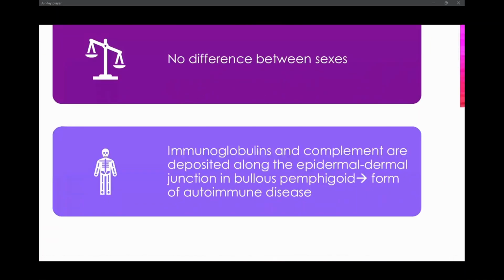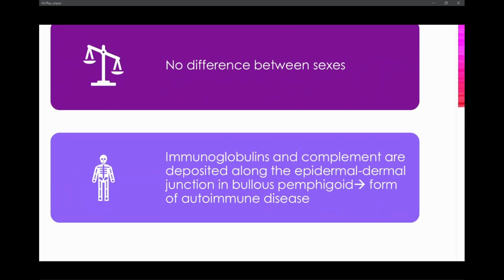Immunoglobulins and complement are present. They're deposited along the epidermal-dermal junction, so it's a form of autoimmune disease. Immunoglobulins and complement, again, deposit along that junction, and that causes the separation of the epidermis from the dermis.